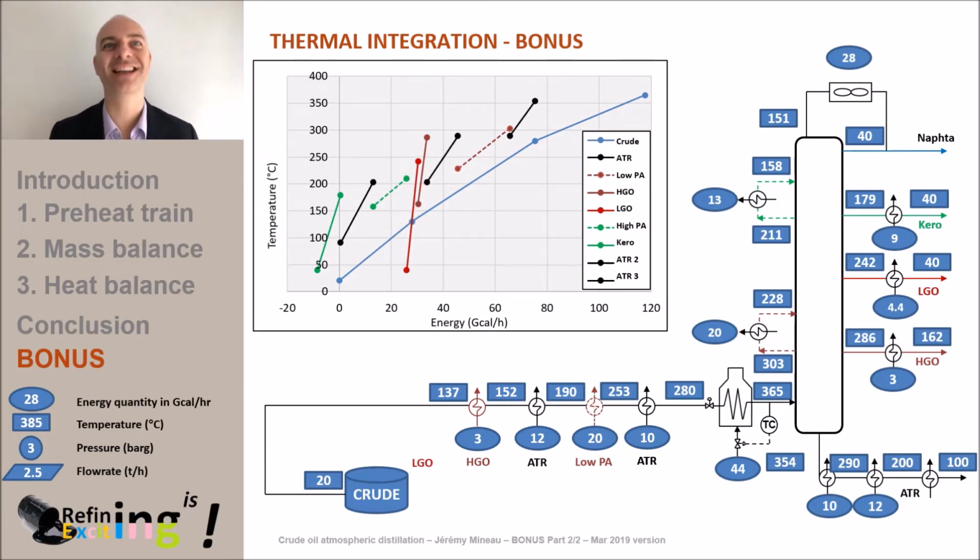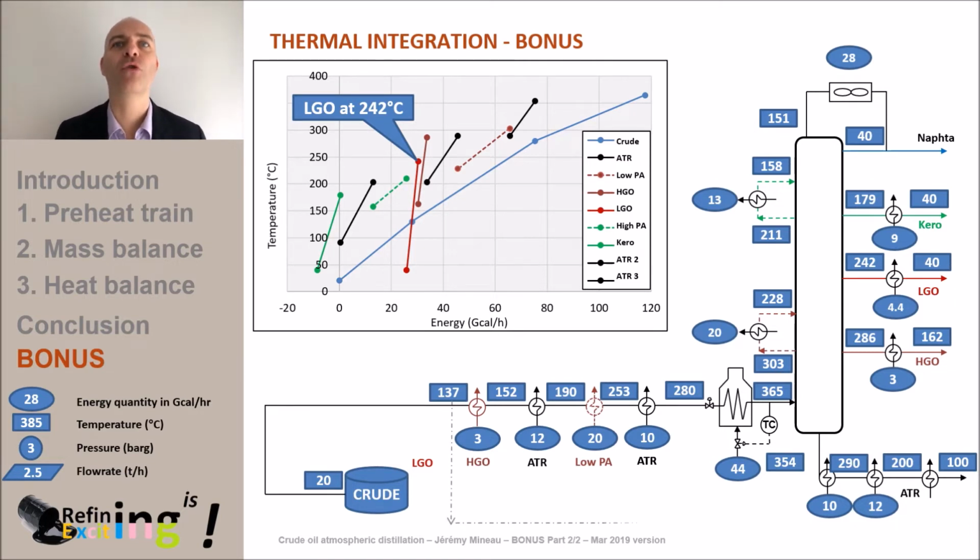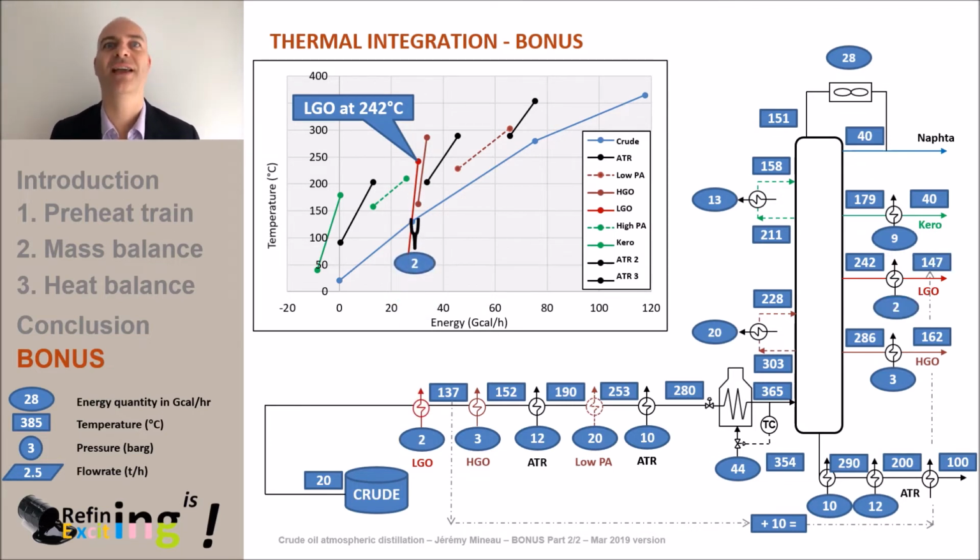Then we continue the exercise, and we see that the next hottest flow available is the light diesel. The crude is preheated to 137 degrees C. To keep a thermal approach of 10 degrees C, this means that the light diesel outlet temperature shall be 137 plus 10 equals 147 degrees C. And that corresponds to a duty of 2 gigacalories per hour and a crude inlet temperature of 129 degrees C.